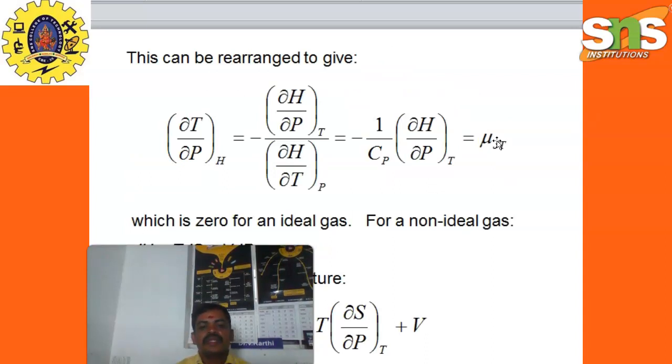This can be rearranged to give, we can write in this manner, dT by dP at constant H, which is 0 for an ideal gas, and non-zero for a non-ideal gas. dH equal to TdS plus VdP, and at constant temperature dH by dP equals T dS by dP plus V.